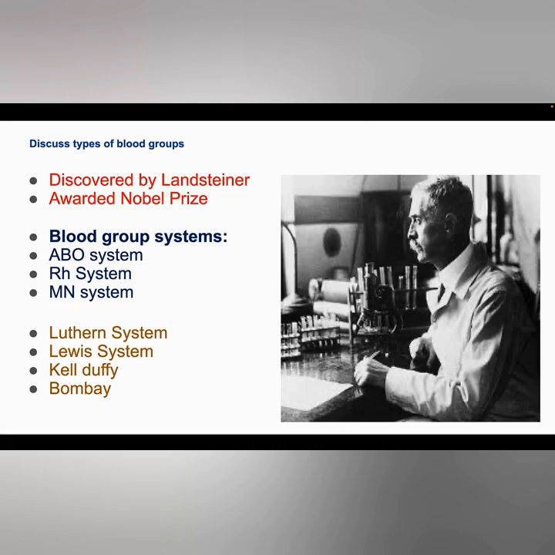The total blood groups are divided into two types: major blood grouping systems and minor, or least important, blood grouping systems. The major blood grouping systems are the ABO system, RH system and MN system. The least important blood grouping systems are Lutheran, Lewis, Kell, Duffy, Bombay, and so on.